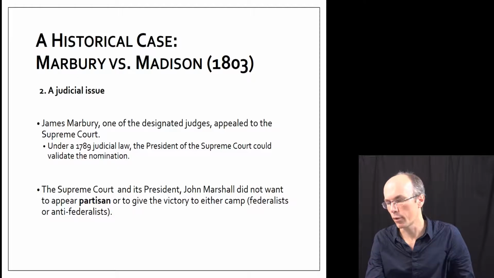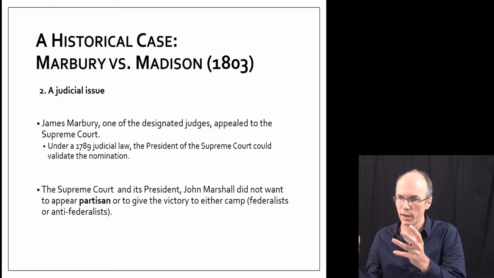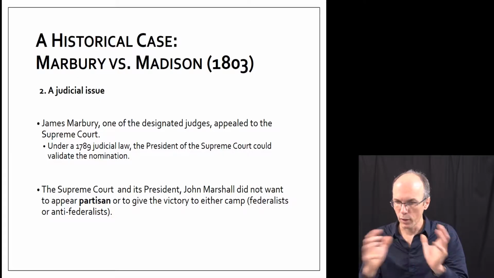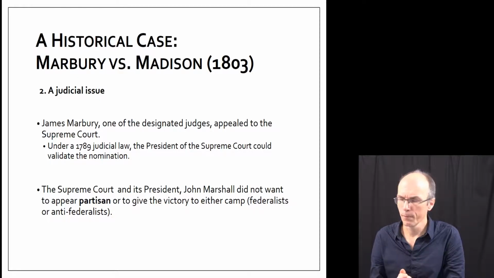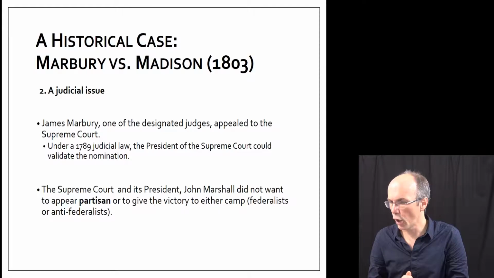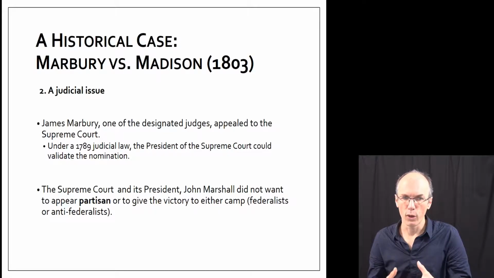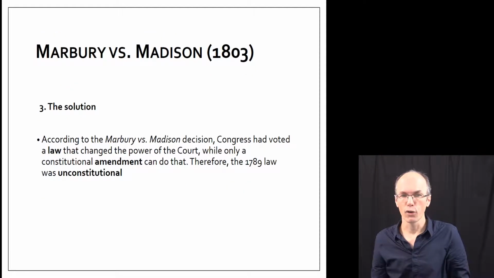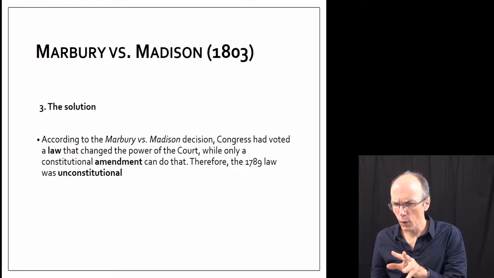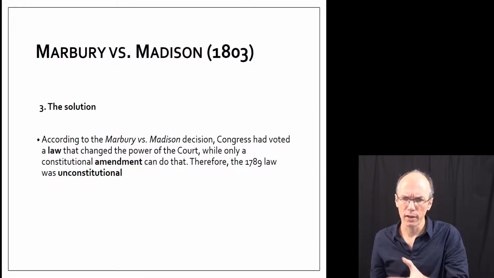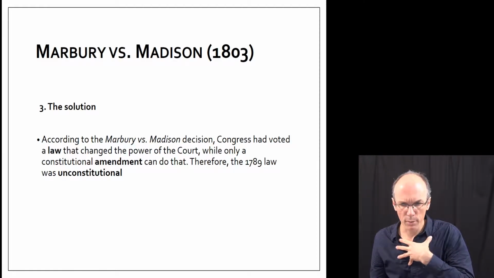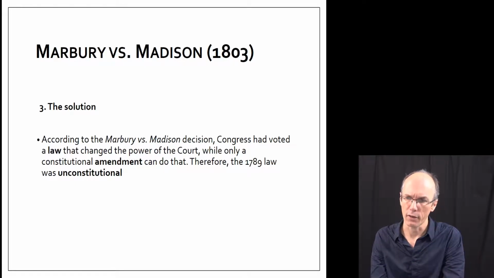Now, the Supreme Court had a problem. There were two camps, and it could give victory to one camp or the other. And John Marshall was unwilling to appear to favor one camp or the other. So he came up with a solution. And that solution was to say, that law in 1789, which gives me the responsibility of confirming a judge, no, it's unconstitutional and I do not have to apply it.